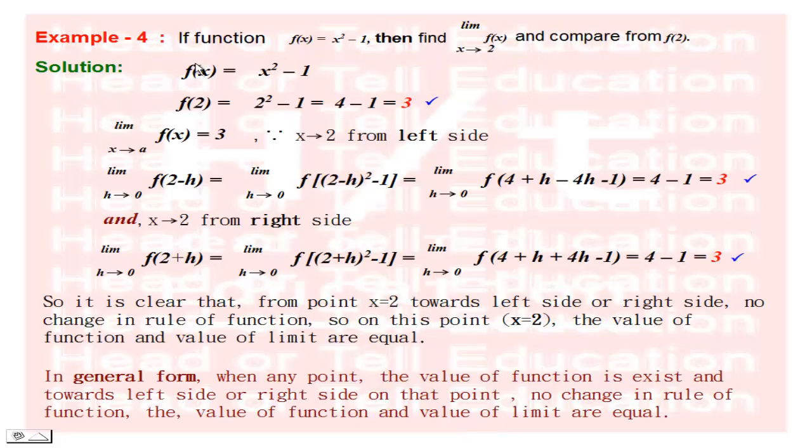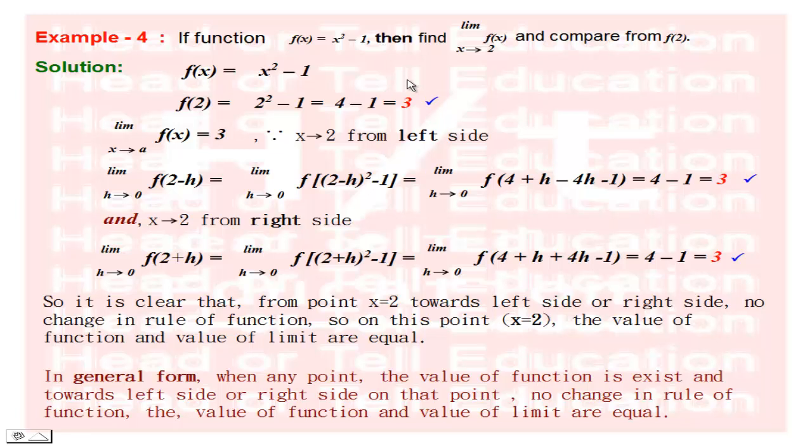Again, let's take one more example. If we have function f(x) equal to x square minus 1, then we need to find the limit x tends to 2 of f(x), and compare it with the value f(2). First we check the value of f(2). We have the function f(x) equals x square minus 1. We put value 2, so f(2) equals 2 square minus 1, equals 4 minus 1, equals 3. So the value of f(2) is 3.